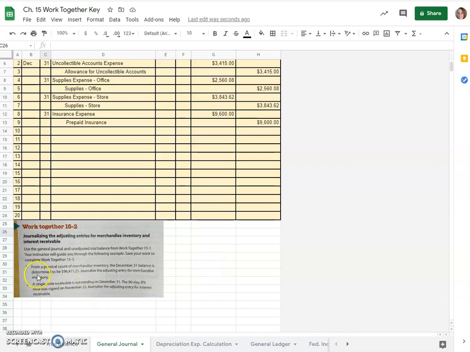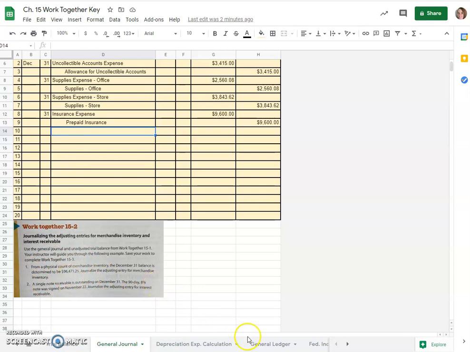Number 1, from a physical count of merchandise inventory, the December 31st balance is determined to be $96,471.25. Journalize the adjusting entry for merchandise inventory. Here's what we know. If we look at our textbook, we'll remember that the debit goes to merchandise inventory and the credit will go to income summary, and that is the case if the amount increased. So let's see how this amount changed.